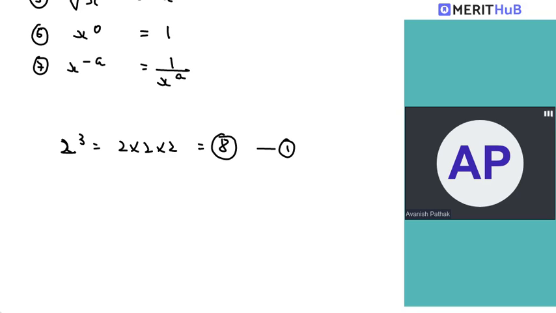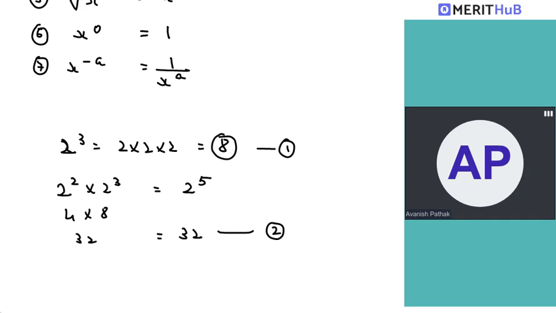Again, if I'm asking you the value of x to the power a into x to the power b, for example 2 square and 2 cube, that can be written as 2 to the power 5. That means this is 4, and that's into 8, so this is equal to 32, and we also know that 2 to the power 5 is equal to 32. So that's how we apply this rule.